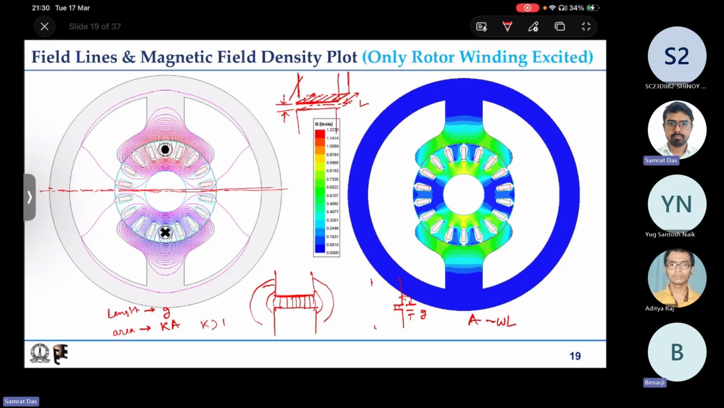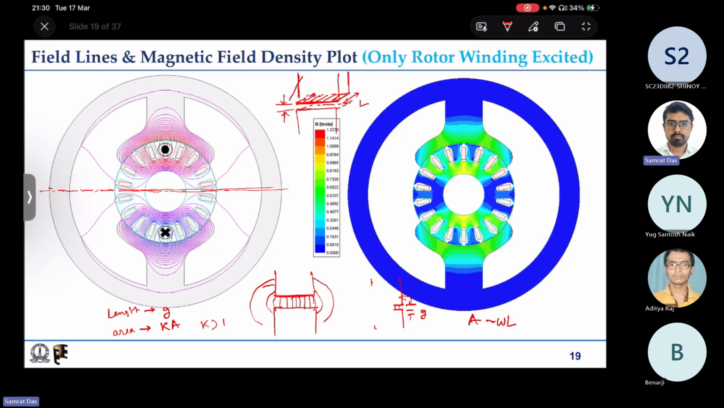Sir, I have a doubt. Yes. Sir, you are saying K is greater than 1, so the reluctance will reduce, right? K is greater than 1 means reluctance will decrease, right? Yes.